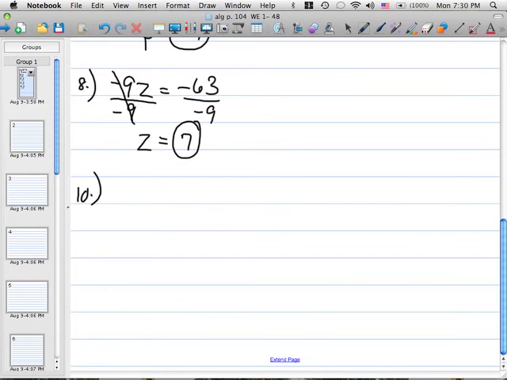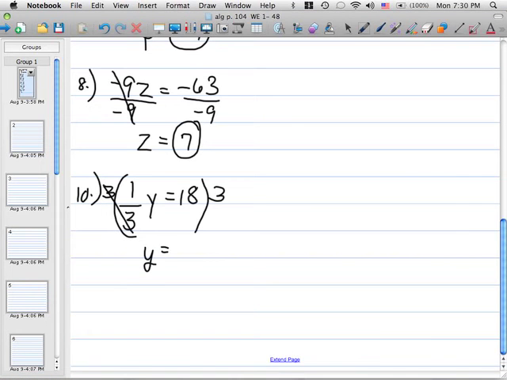Problem 10, use 2 lines for your fractions. 1/3 y equals 18. We're going to use the reciprocal of 1/3 and multiply by 3. 3 times 1/3 makes 1, so that leaves us the y. And 18 times 3 is 54.